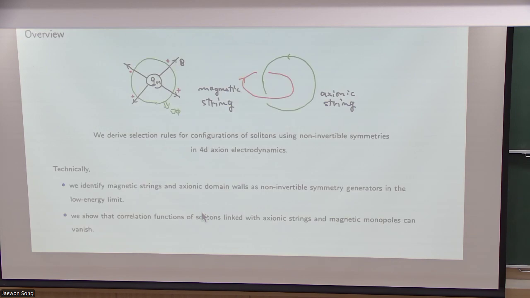So this is the overview. We derive selection rules for the configuration of the solitons using non-invertible symmetries in four-dimensional axion electrodynamics. Technically, we identify the magnetic strings and the axionic domain wall as non-invertible symmetry generators in the low energy limit. We then show that the correlation functions of the solitons linked with an axionic string or the magnetic monopole can vanish.